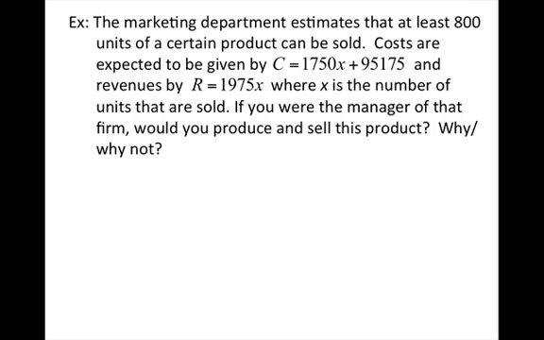In the next example, the marketing department estimates that at least 800 units of a certain product can be sold. Costs are expected to be given by the equation C equals 1,750x plus 95,175, and revenues by the equation R equals 1,975x, where x is the number of units sold. And again, if you were the manager of this firm, would you produce and sell this product?